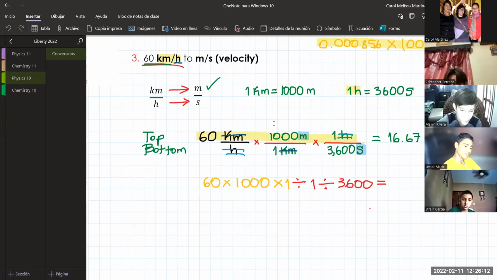And then write the units that you didn't cancel. M up, and down, second. Or you can write it as a fraction. Meters up, second down. Once you have your answer ready, put it in a box like that.